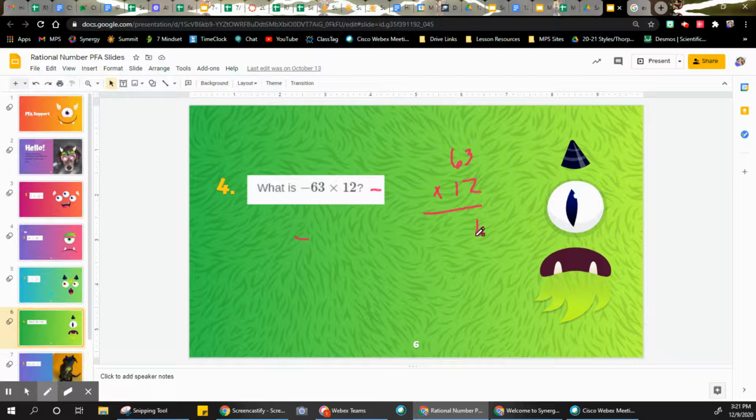2 times 3 is 6. 2 times 6 is 12. Carry my 0. 1 times 3 is 3. 1 times 6 is 6. 6 plus 0 is 6. 2 plus 3 is 5. 1 plus 7 is 7. So negative 756 is my answer. All right, let's go on to our last problem.